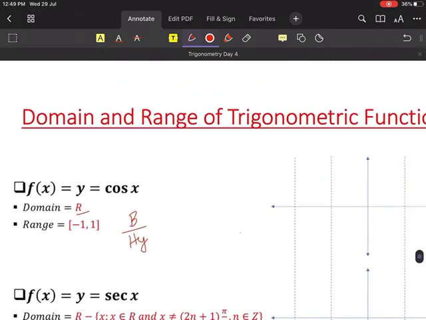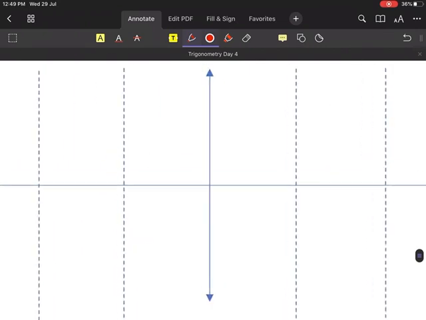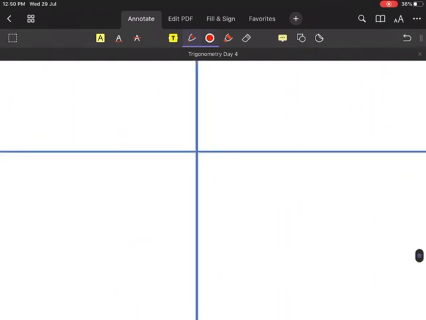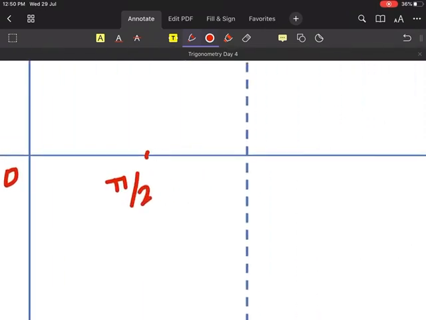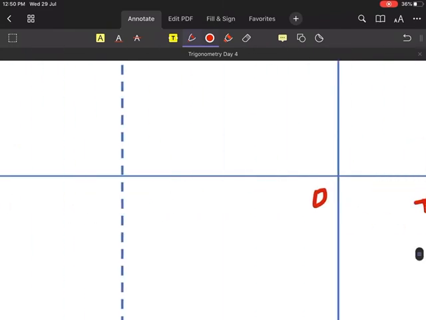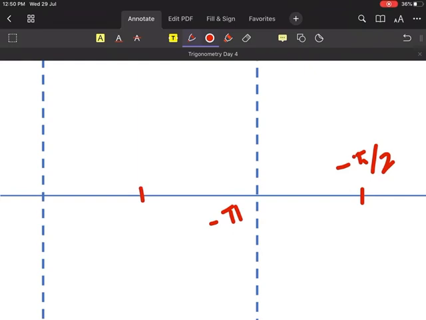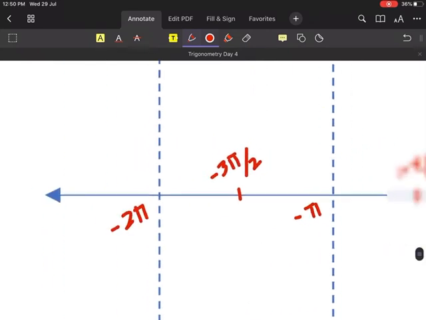Yes, sir. So now let's start drawing the diagram. We have to write the markings again. Let's do it fast. 0. This one will be pi by 2. This one will be pi. This one will be 3 pi by 2. This one will be 2 pi. Fast. This one will be minus pi by 2. This one will be minus pi. This one will be minus 3 pi by 2. This one will be minus 2 pi.